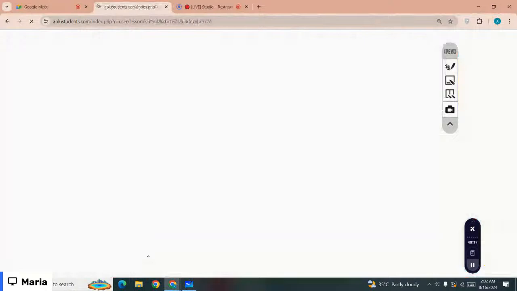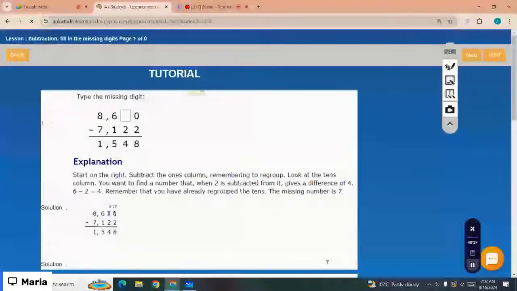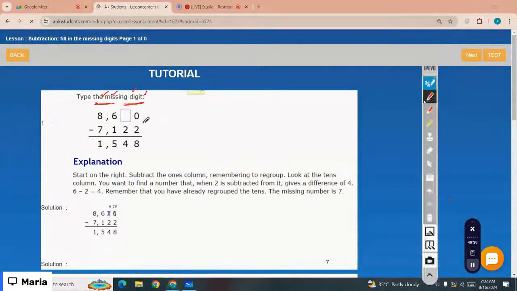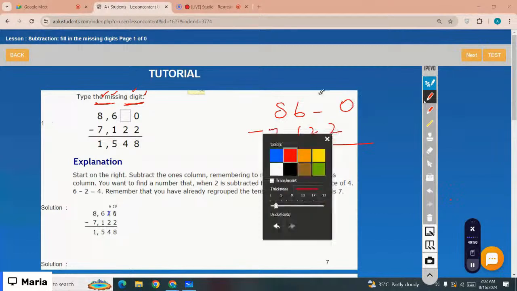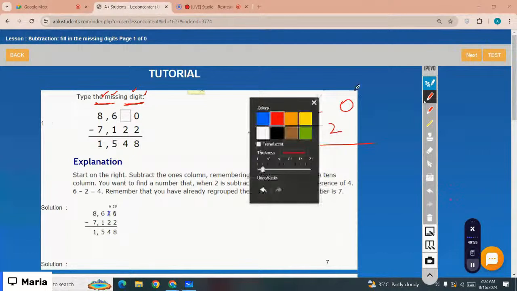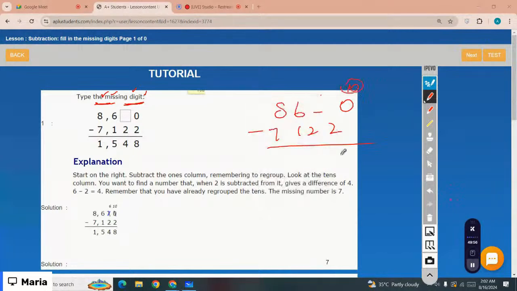Okay, type the missing digit. You have to find the missing digit, right? So how do we find it? We have to start subtracting the numbers, right? Start from the rightmost digit like we subtract. So you have 8, 6, the missing number, 0, minus 7, 1, 0, out of 2, right? That means you need to borrow 1 from here. So when you borrow 1 from here, that makes 10 here. 10 take away 2 is 8. Now you need to think what number it is, right? What number subtracted from 7 makes the answer 4, and the one that is already borrowed from here.